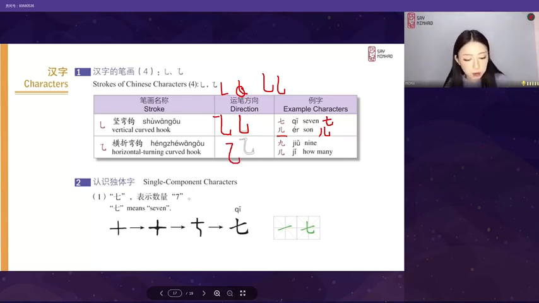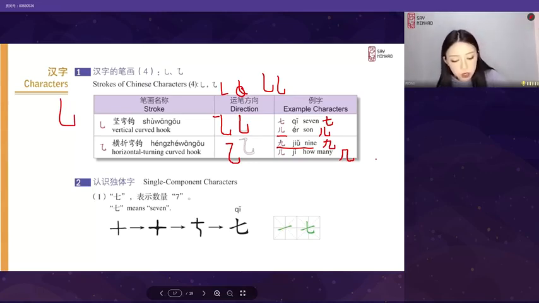Okay, let's see the example character. So first one is jiu, which means nine. We will first write a left turning we learned before, and then a horizontal turning curved hook. Next one means how many, ji. It is the same. First a left turning and then a horizontal turning curved hook here. So these are the two strokes for today. One is shu wan go, vertical curved hook, and another is heng zhe wan go, horizontal turning curved hook.